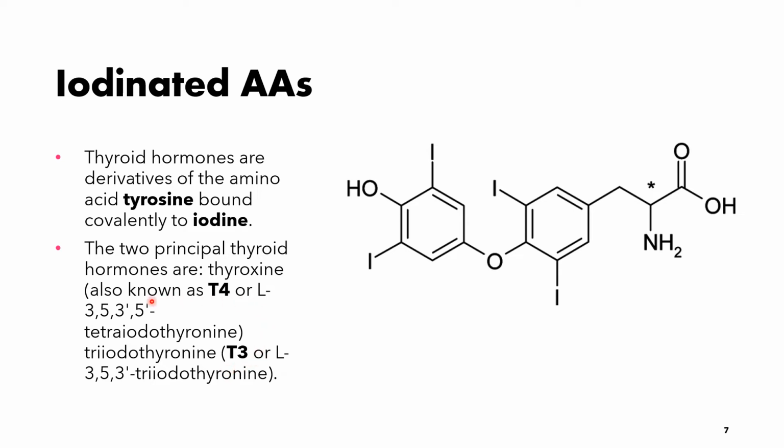These numbers represent the attachment or the location of the iodo groups of the hormones. For example, this is the chemical structure, and the iodo groups are attached or located at the 3, 5, 3' and 5' positions.